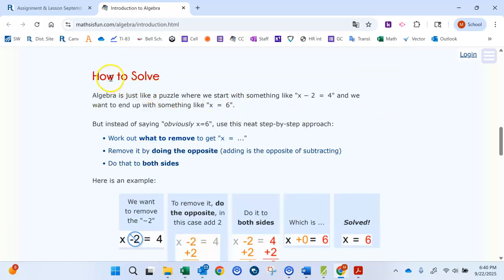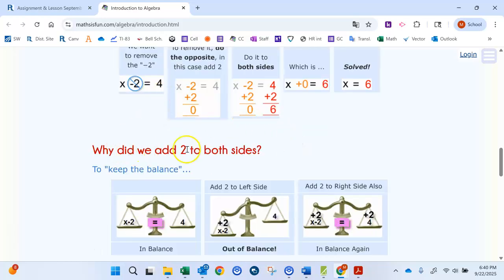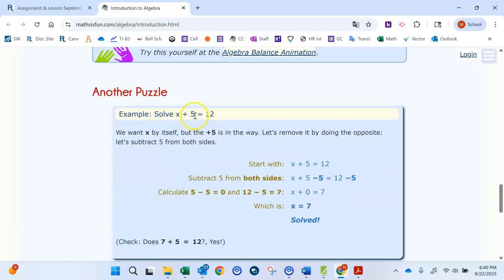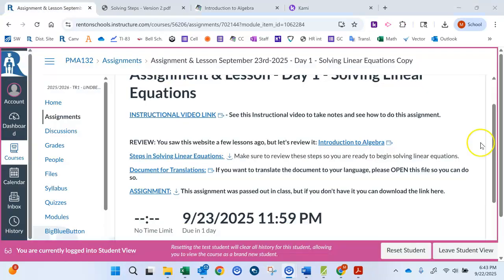So here's something that you can review, and then I'm going to go over it again. How do you solve an equation like that using algebra? And here's some of the steps. What you want to do is look at this over here, review that, make sure you translate it, and then it explains why you added 2 to both sides. And so here's another equation. So maybe review that. Okay, once you've reviewed this site, we're going to come back here.